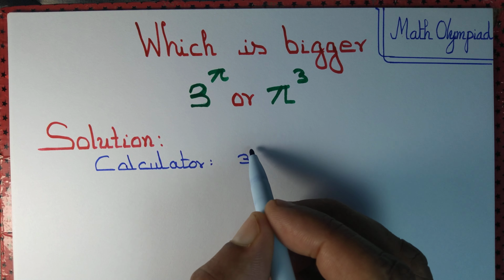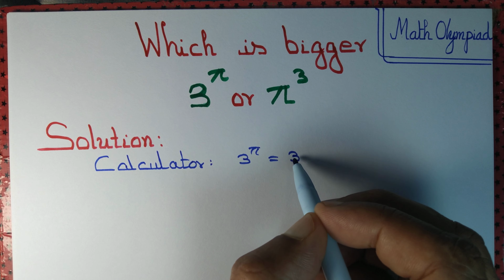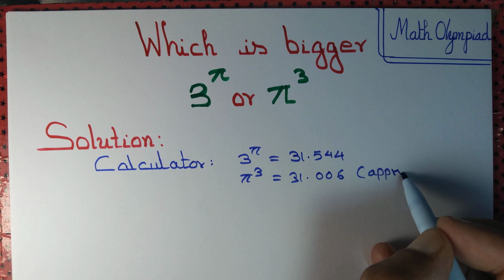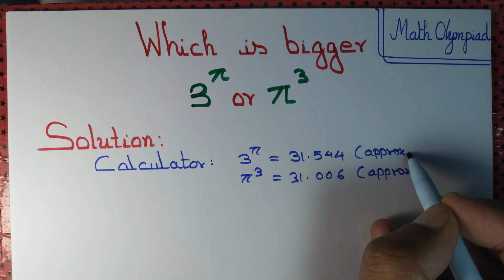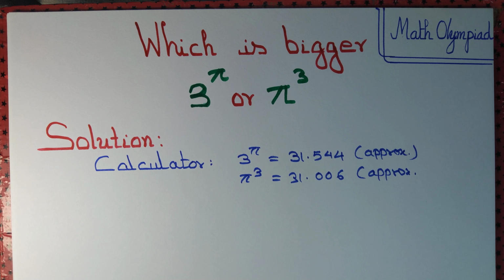3 to the power pi, if we use a calculator, is equal to 31.544, and pi cube is equal to 31.006, both approximately. But we can conclude that 3 to the power pi is bigger than pi cube. So we are done. Not exactly.